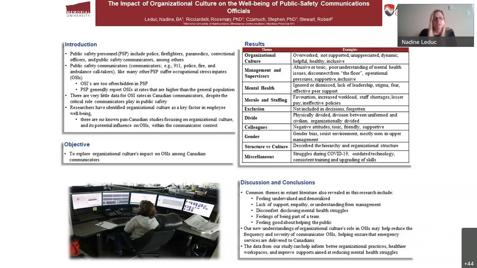But since they are understudied, there is very little data on the OSI rates in this group. And though researchers have identified organizational culture as a key factor in employee well-being, there are no pan-Canadian studies focusing on organizational culture and its potential influence on OSIs within the communicator context. So that is what I aim to study.